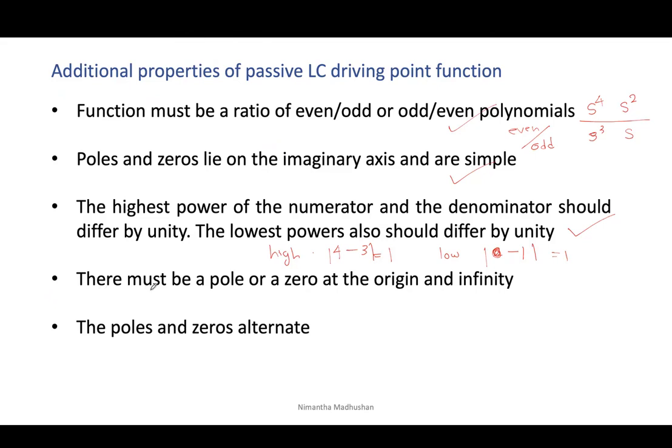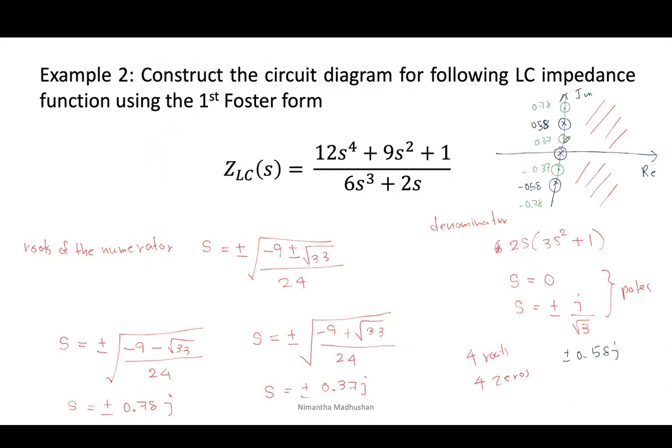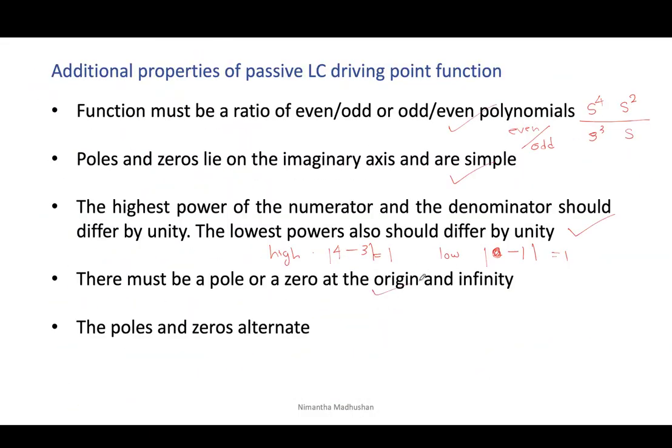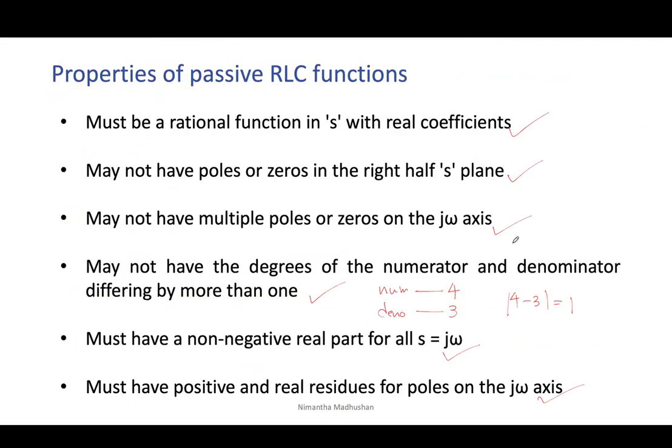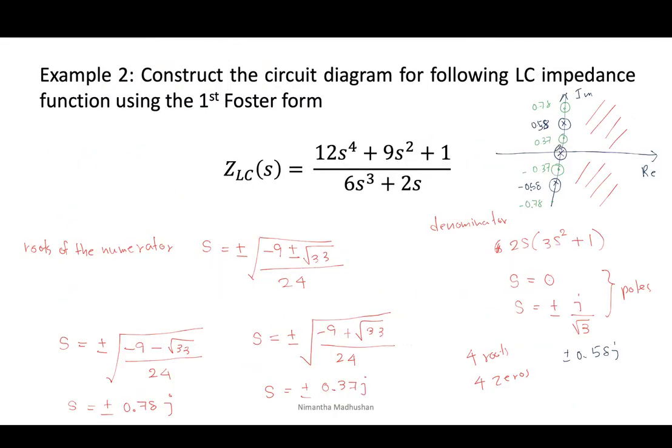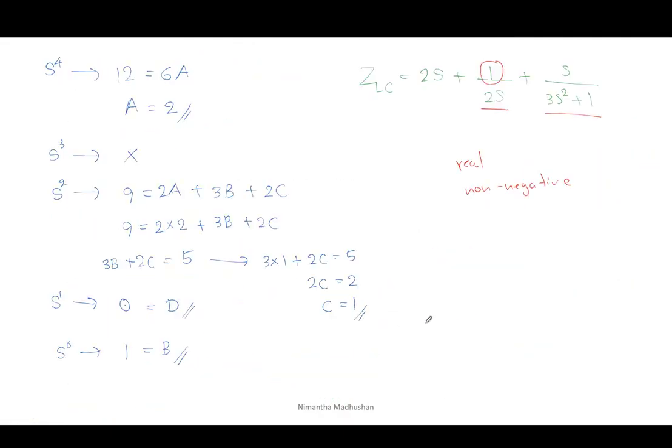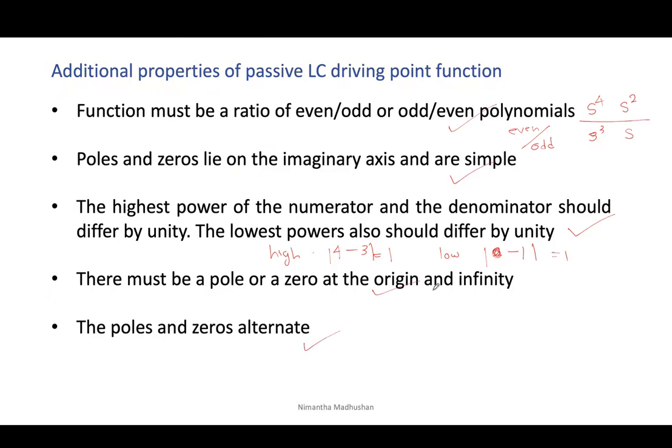For the fourth one, there must be a pole or zero at the origin. You can see there is a pole at the origin. Then that one is also satisfied. And the last one says poles and zeros alternate. You can see it starts with the pole 0 on this side. These are alternate. Then the last condition is also satisfied.